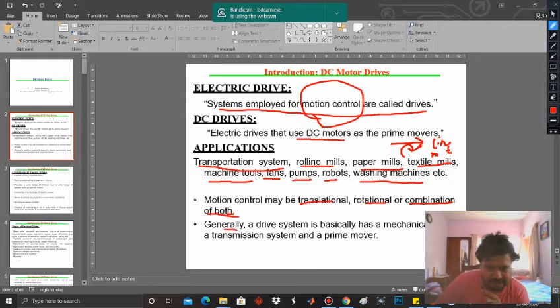So generally a drive system is basically a mechanical gear, a transmission system, and a prime mover. What is a prime mover? That means you have to keep the motion. That means there has to be a mechanical force, and the object or the instrument which gives you a mechanical force, it is called a prime mover.